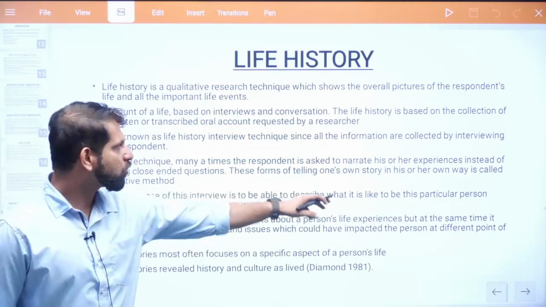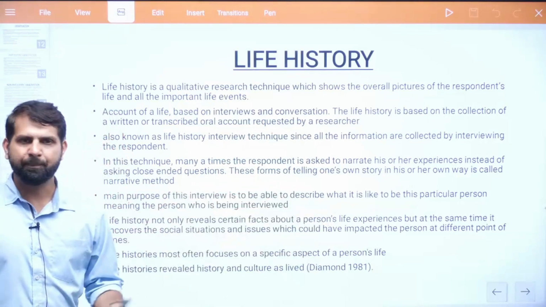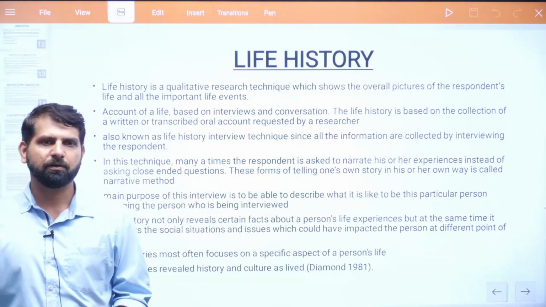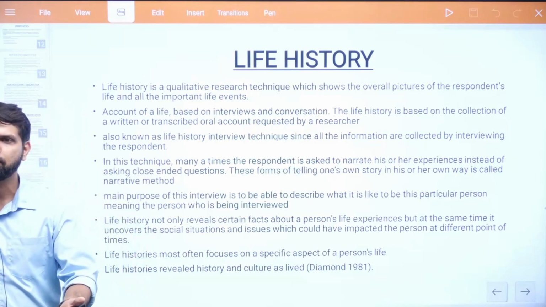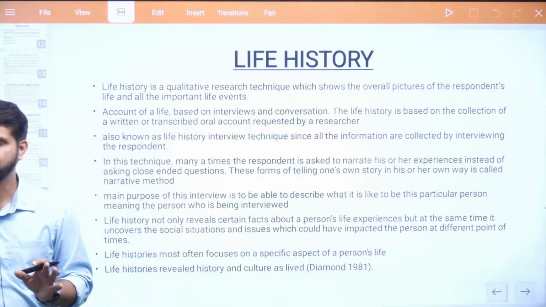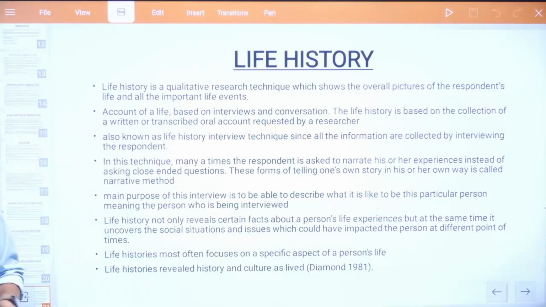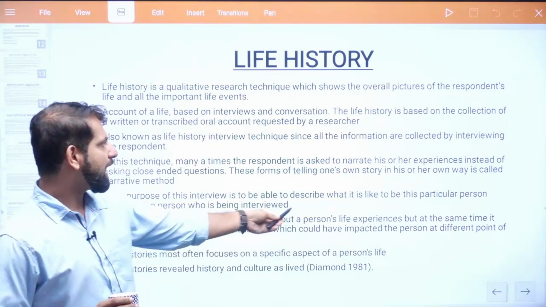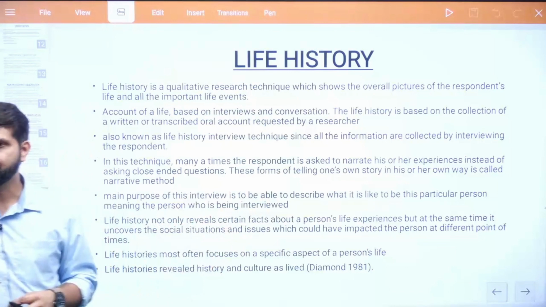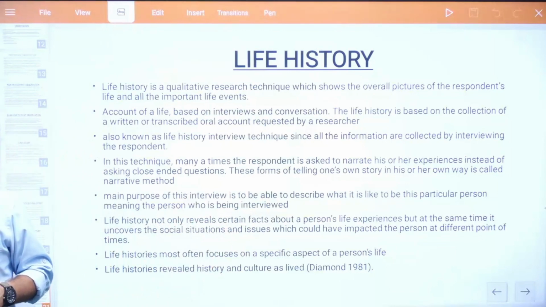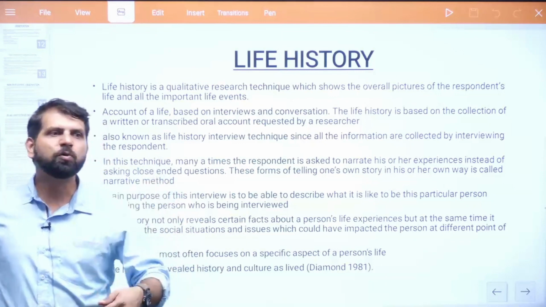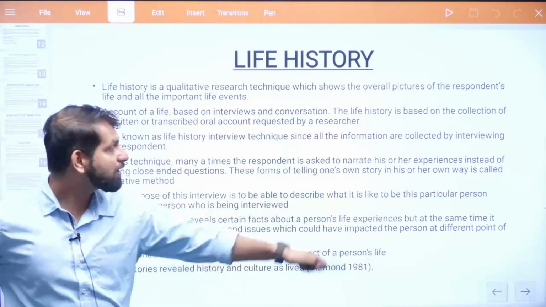These forms of telling one's story in his own way is called the narrative method. Important, highlight this: the way you are telling your story to me, you are narrating your story to me via an interview process. It is a narrative method, as we call it. Simple. Main purpose: to describe what it is like to be the particular person, the meaning for the person who is being interviewed. So you are getting inside the mind frame of the individual. You are trying to feel how it is to be a particular individual.